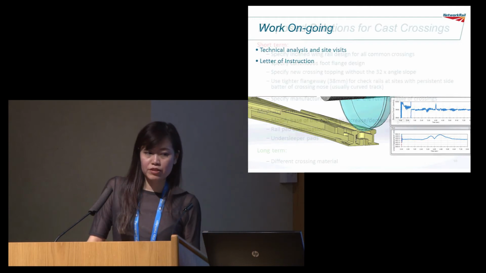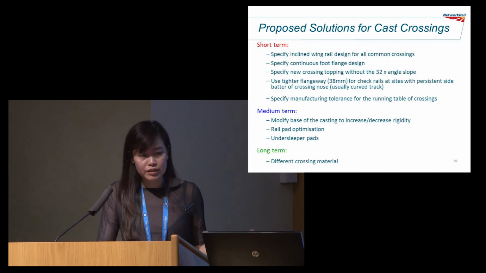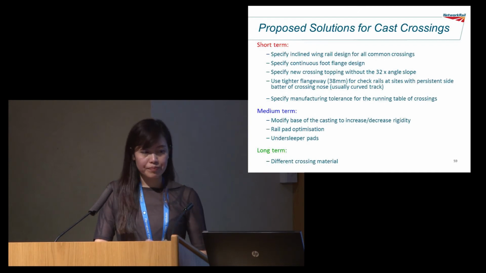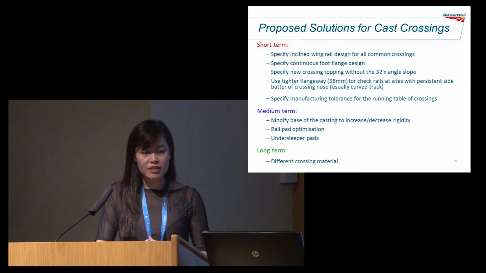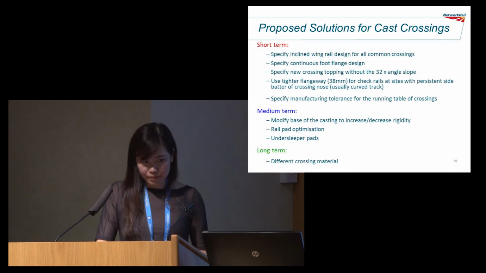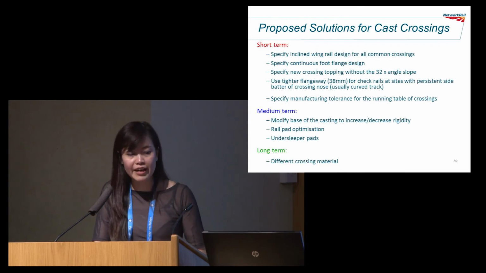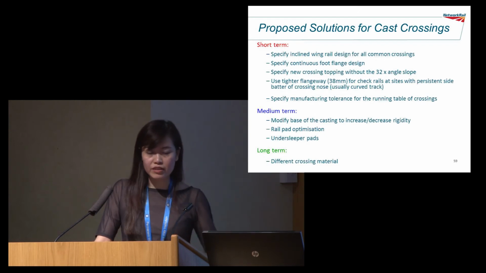Meanwhile, I've proposed solutions for our cast crossings. In the short term, specify all crossings with incline wing rail designs, so it will help with support on the wheel. Then specify continuous foot flange designs where we can. I will also be specifying new crossing toppings without the 32 times angle slope. We're also recommending tightening the flangeway to 38 mil, at the moment it's 41 mil, for check rails at sites with persistent side batter of the crossing nose. We much rather prefer the check rail to be worn than the crossing nose.